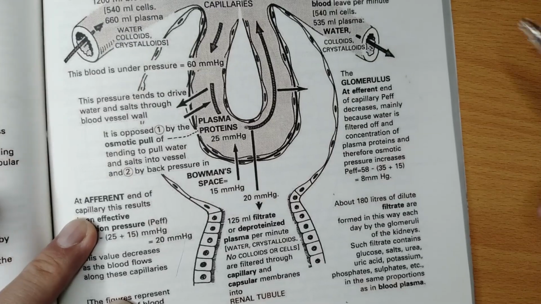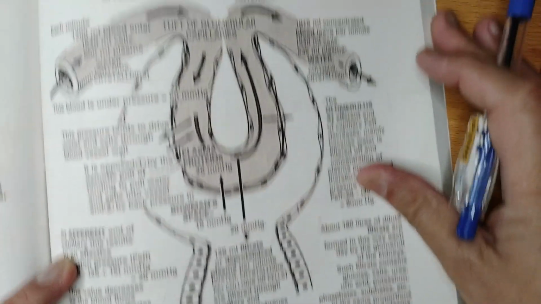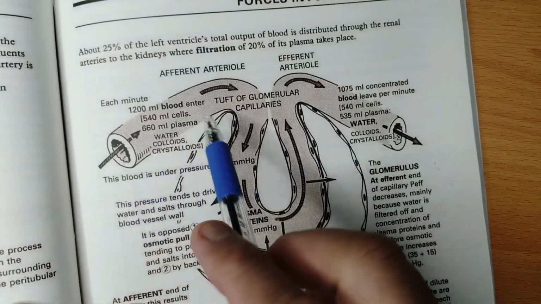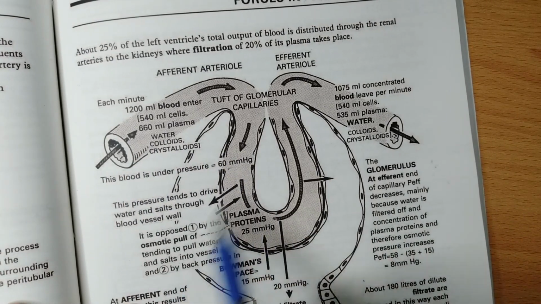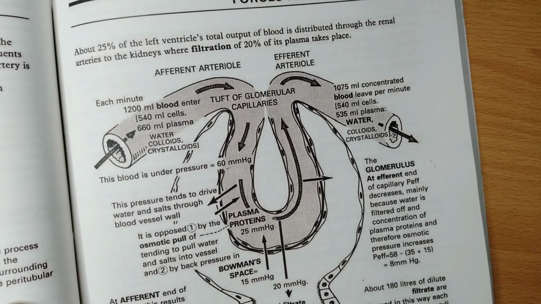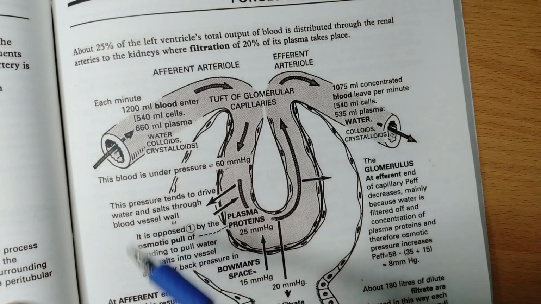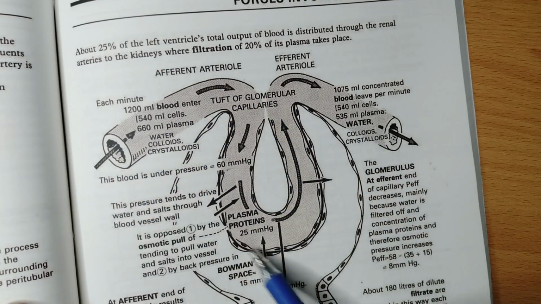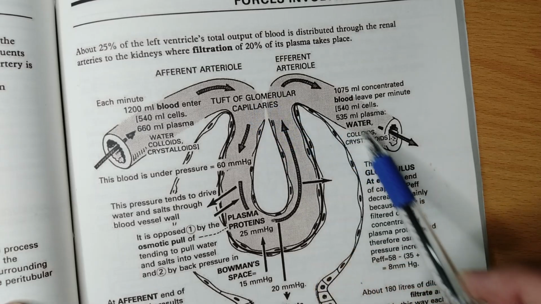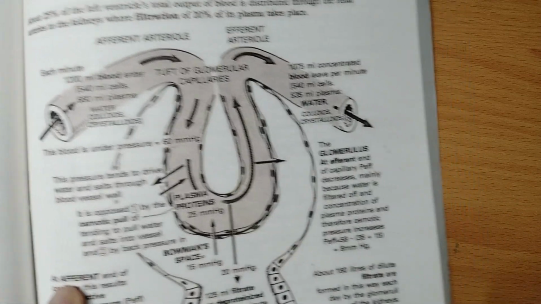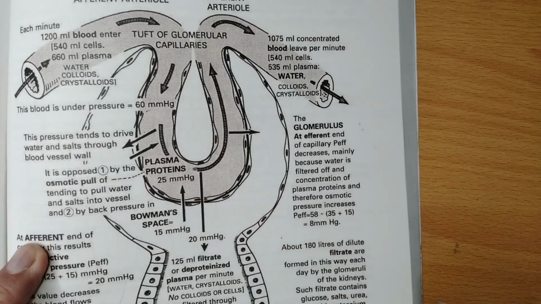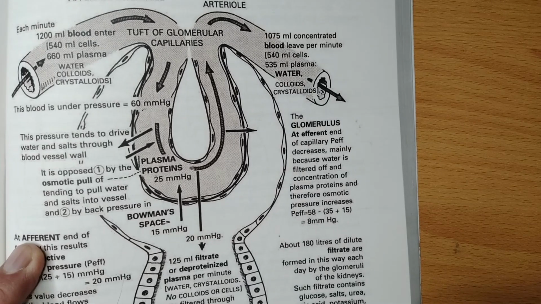So it is very important to understand this diagram. It shows the major forces: hydrostatic pressure of blood, osmotic pressure of plasma protein, and interstitial pressure in the Bowman space. We can see that blood enters at 60 millimeters of mercury, circulates and leaves at this end. About 180 liters of dilute filtrate are formed this way every day.